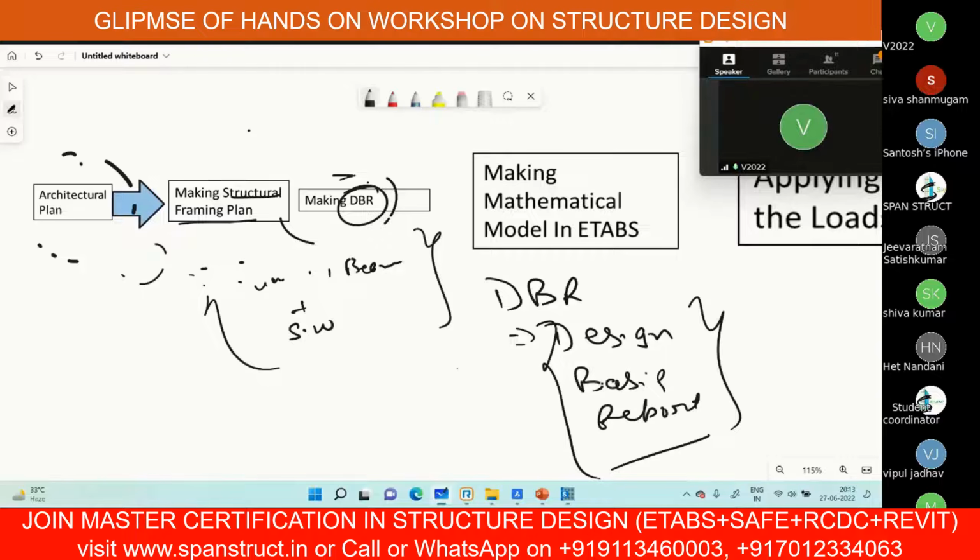Yes, sir. Okay, so in this DBR, you have to mention everything, like the earthquake zone factor, what is the wind speed, what is the grade of material you're going to use. Little information about your structure has to be mentioned in the DBR. Where is the project located, what is the previous earthquake report about that location, the soil report and all has to be mentioned in the DBR.